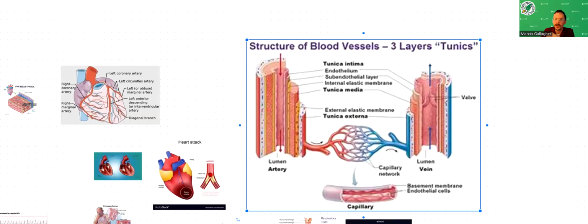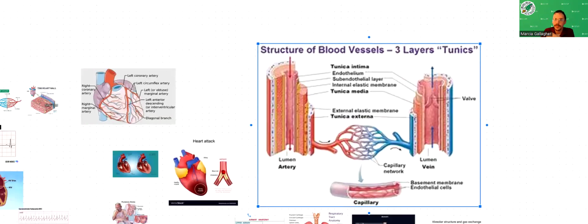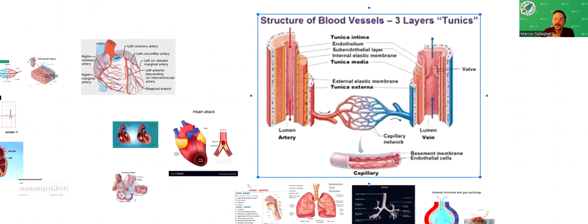And then a capillary here, you'll see it's a lot thinner. It's basically just a few cells thick. And it's that way because it's that permeable part of your vasculature. When I say permeable, I mean things can pass in and pass out.